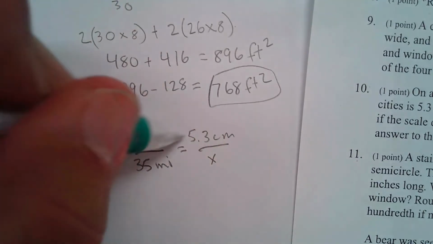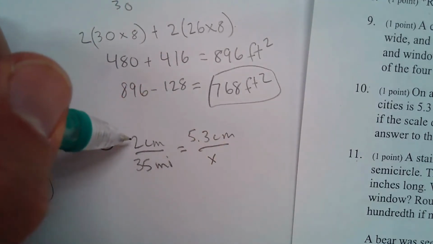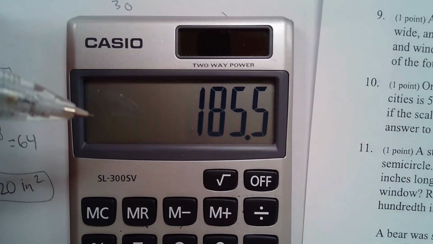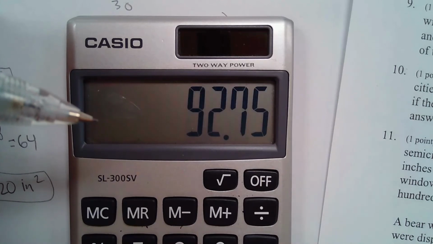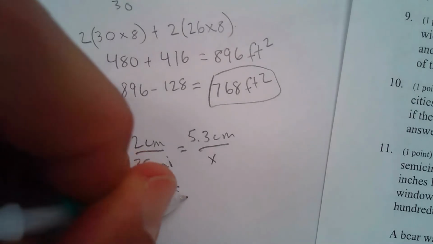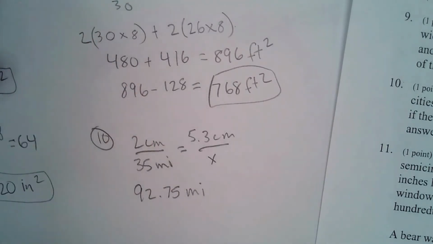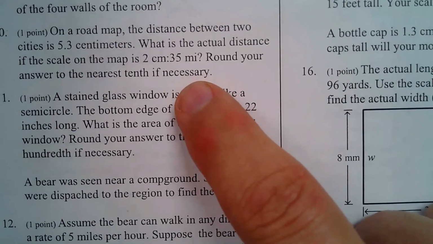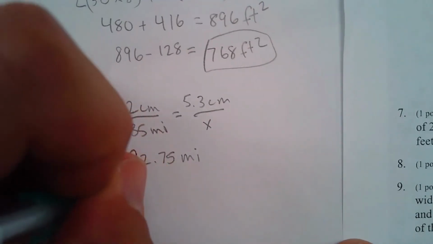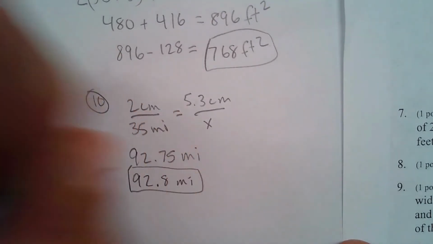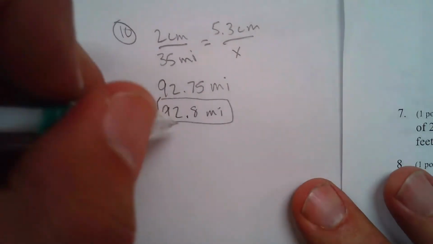We would multiply 35 times 5.3 and divide by 2. So 35 times 5.3 is this, divided by 2, 92.75. 92.75 miles. I'm making sure. Yeah. Oh, is it round to the nearest tenth? Ah, round to the nearest tenth if necessary. So that would be 92.8 miles. Okay, number 11.